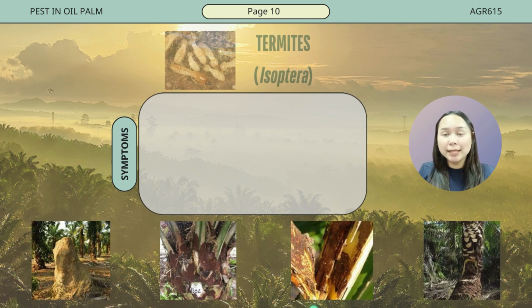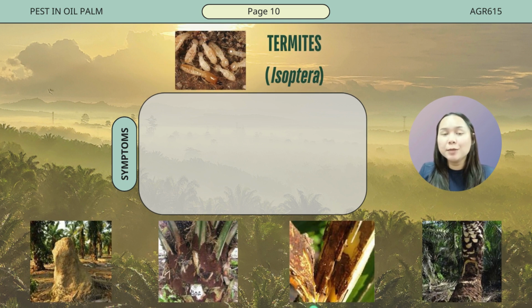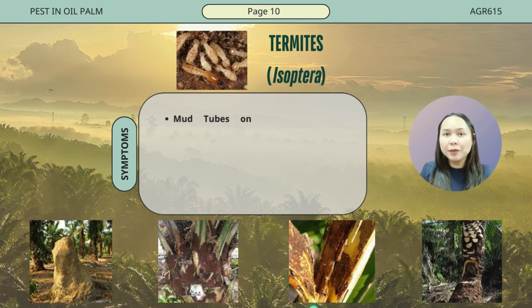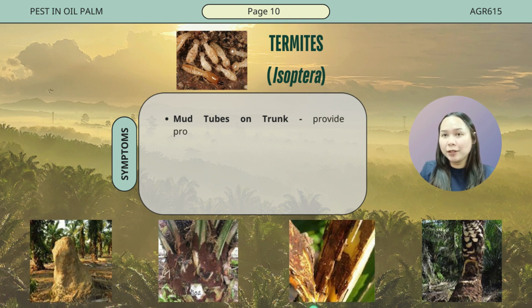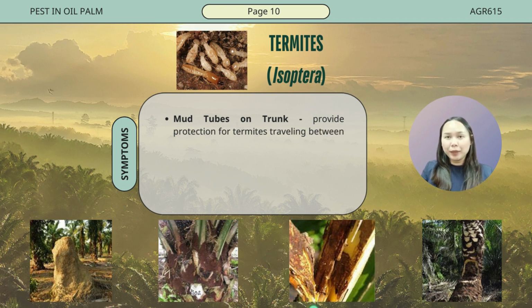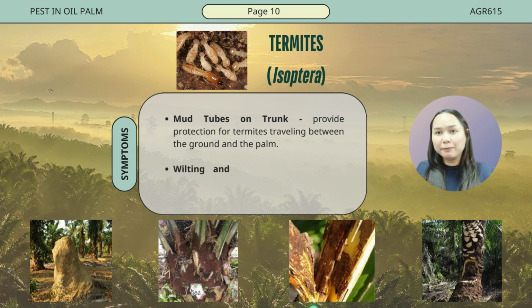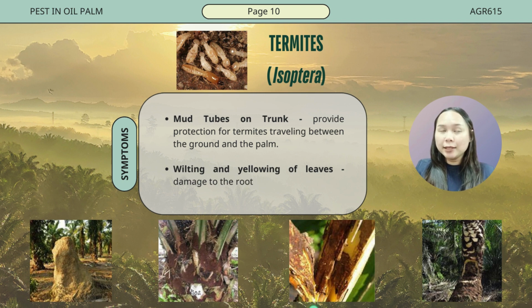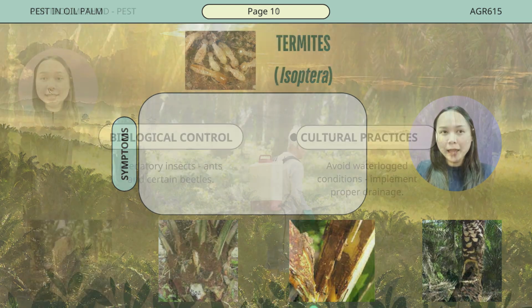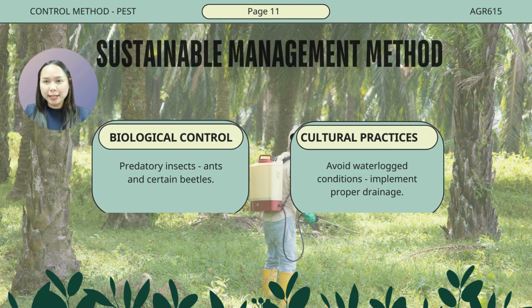The next pest that will be discussed is termites. The symptom of this pest is mud tubes on the trunk. Some termite species, particularly subterranean termites, build mud tubes on the trunk of the oil palm. These tubes provide protection for the termites traveling between the ground and the palm. Then, wilting and yellowing of leaves. Termite damage to the root system can result in reduced water and nutrient uptake, leading to wilting and yellowing of the palm fronds.